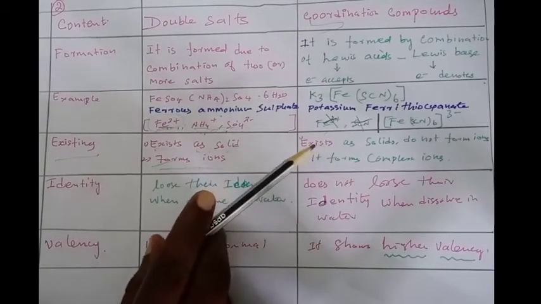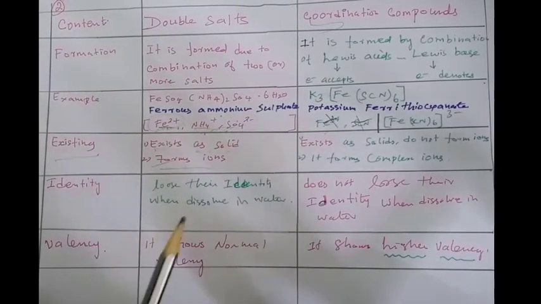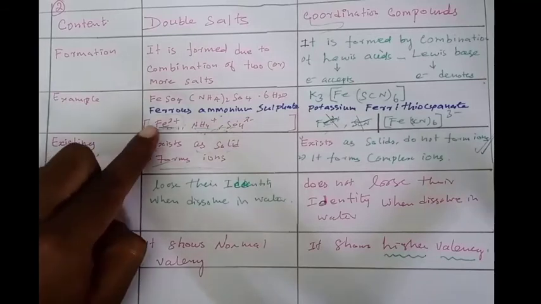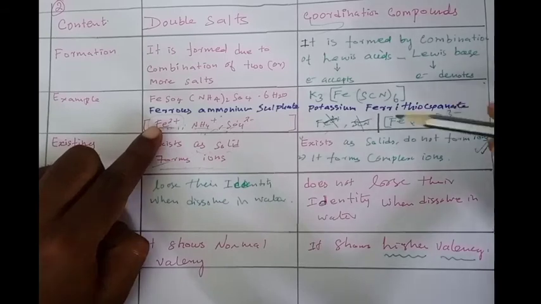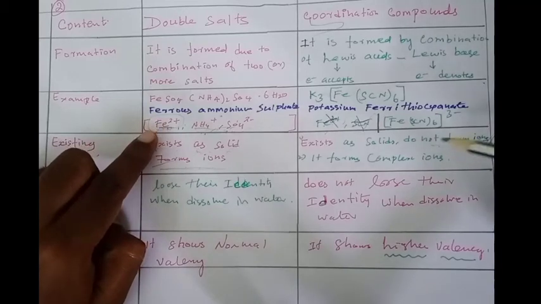The double salt exists as a solid and forms ions. Here it also exists as a solid, but it does not form constituent ions. In a double salt, constituent ions form, but here this type of constituent ion will not form. That's Fe3+ thiocyanate. That's why I wrote it does not form ions, but it forms a complex ion. This is a complex ion.